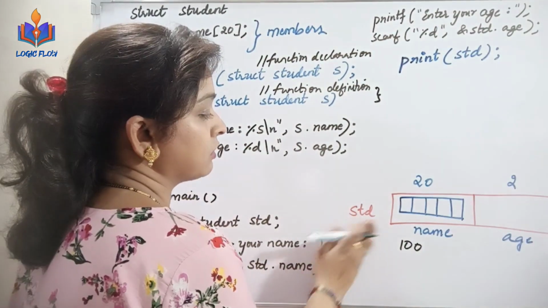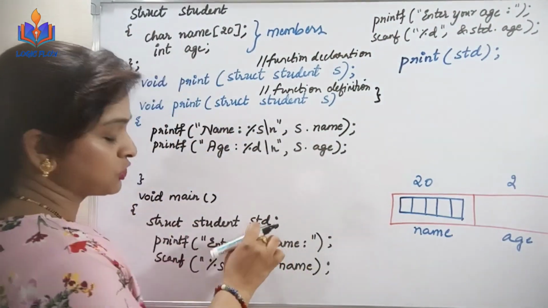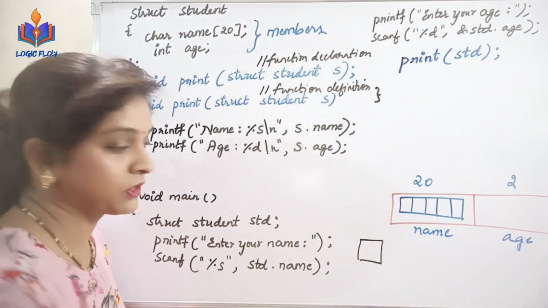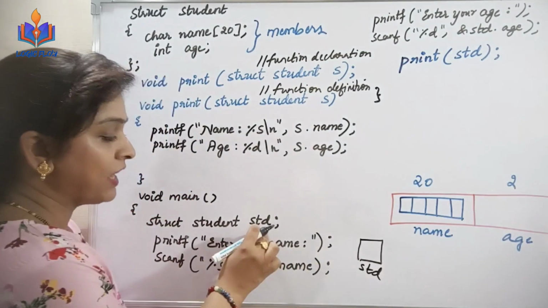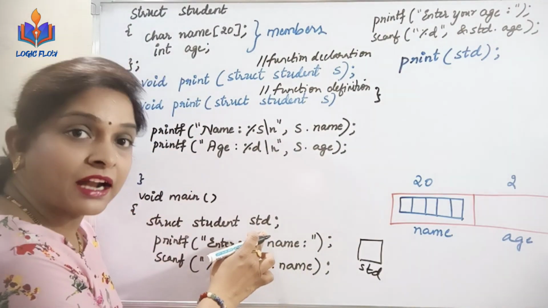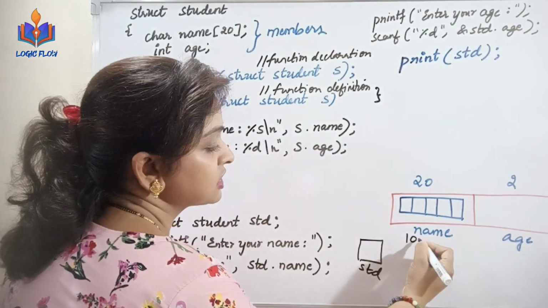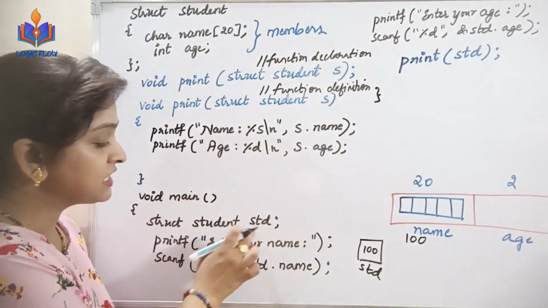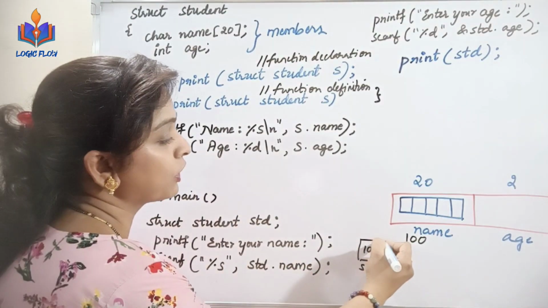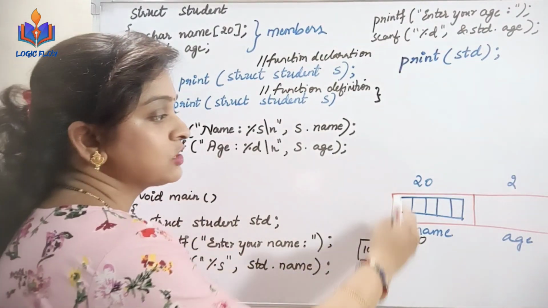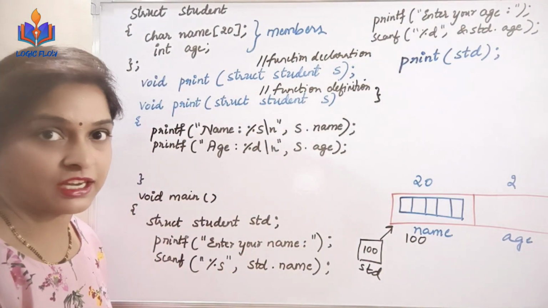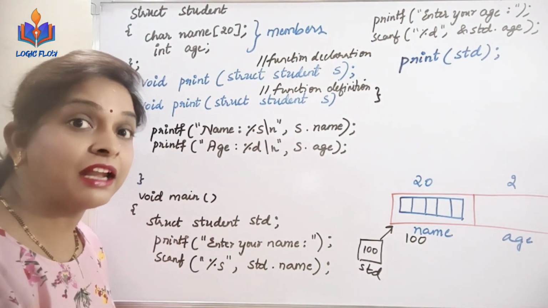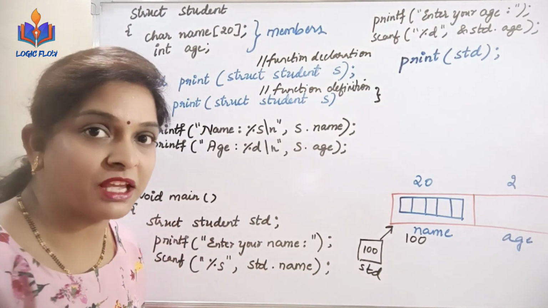So what happens actually here? Let me tell you some more details about the structure variable. When this variable is created, it will be acting like an internal pointer. Means when I say std, the variable, when it gets created, acts like a pointer. Say for example, the address is 100. So this address 100 will be held in std. So std is acting like an internal pointer, giving the base address of the first member. So std is pointing to this location, holding the base address.